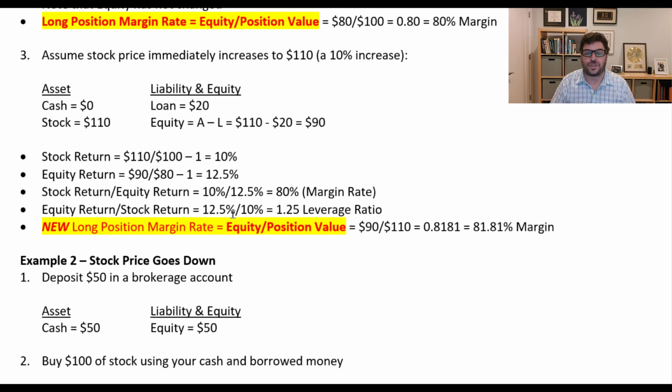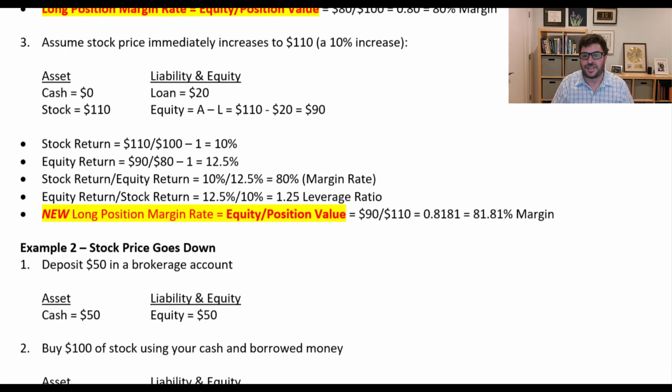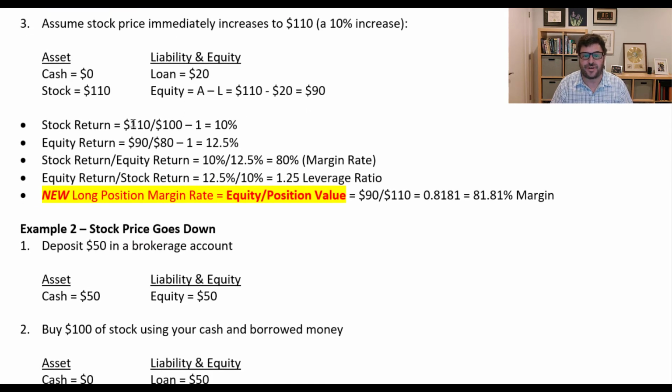So assume the stock price immediately increases from $100 to $110. So a 10% increase in the value of the stock. Let's look at our balance sheet. So the stock has gone from 100 to 110. That's the value of the asset. The loan hasn't changed, but the equity, which is still assets minus liabilities, is now $90. I could sell the stock for $110, pay off the $20 loan, and I would have $90 in residual value.